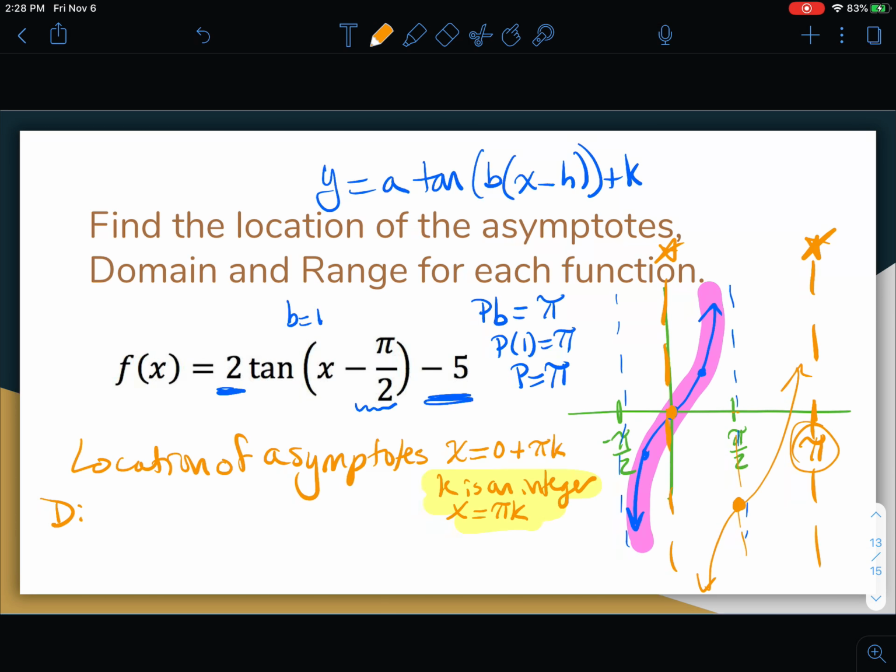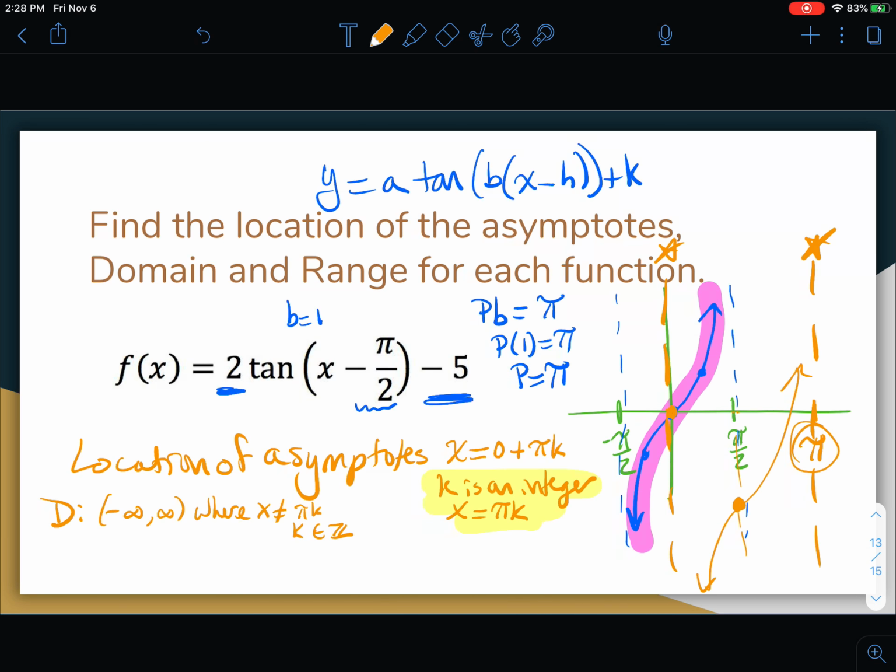Okay, the next thing is the domain. So the domain is which values can I plug in? And if we look at this orange curve, that's going to repeat every 1 pi, right? We can plug in anything we want except for the asymptotes. So you're going to say all real numbers where x is not equal to pi k when k is an element of the integers.